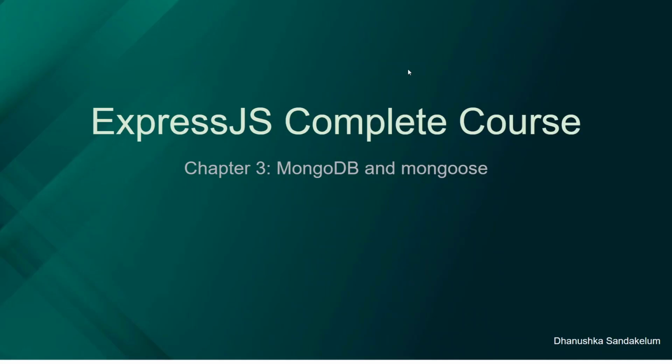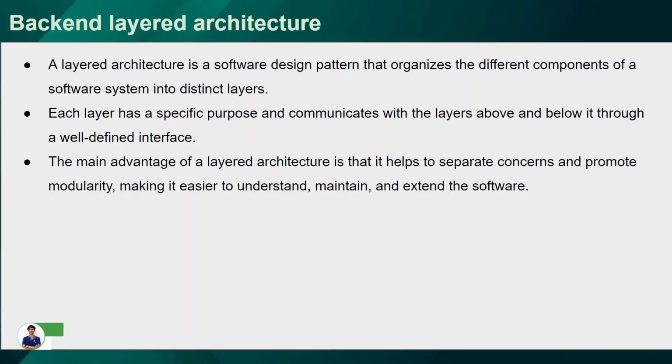Alright, so in chapter 3 we are going to look at MongoDB and Mongoose. Before moving into the database stuff, I think it's better to have an understanding of the backend architecture that we are going to follow. It is basically layered architecture. Layered architecture is a software design pattern, and it organizes different components of a software system into distinct layers.